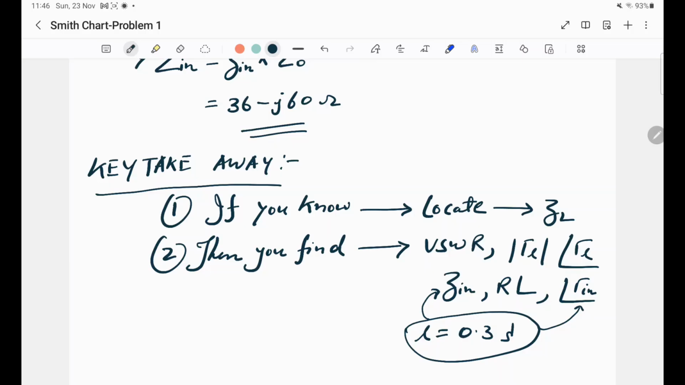and you cannot find the angle of the reflection coefficient seen at the input end. Okay, so I hope this problem will help you to solve an intermediate level question which is usually asked in a GATE exam or in any engineering level semester exams.